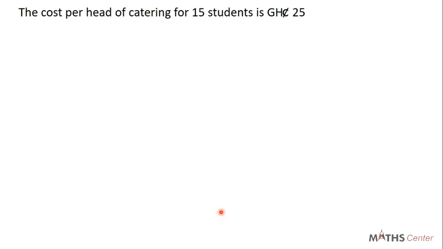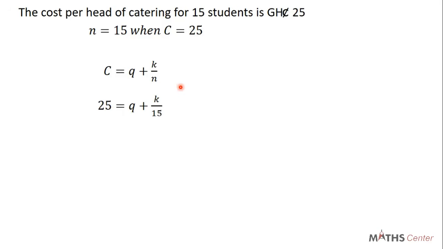The question also told us that the cost per head of catering for 15 students is 25 Ghana cedis. What this means is that when the number of students, which we have represented with N, is 15, then the cost per head, which we represented with C, is 25. Remember that our expression is C is equal to Q plus K divided by N. So we can replace C with 25 and N with 15. That will give us 25 is equal to Q plus K divided by 15.